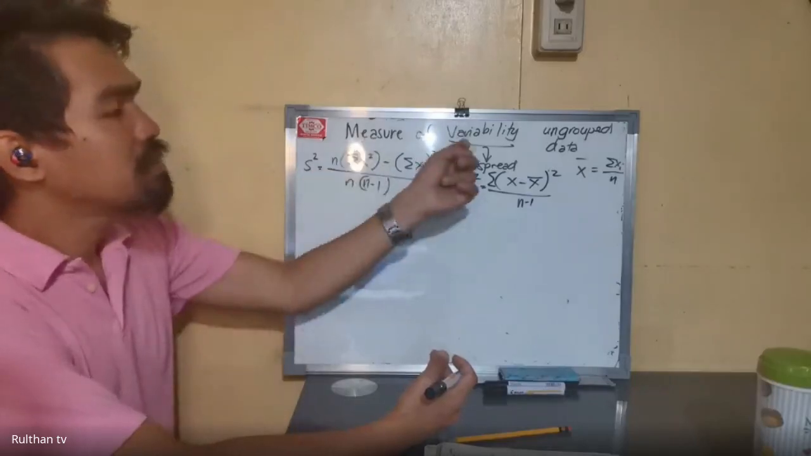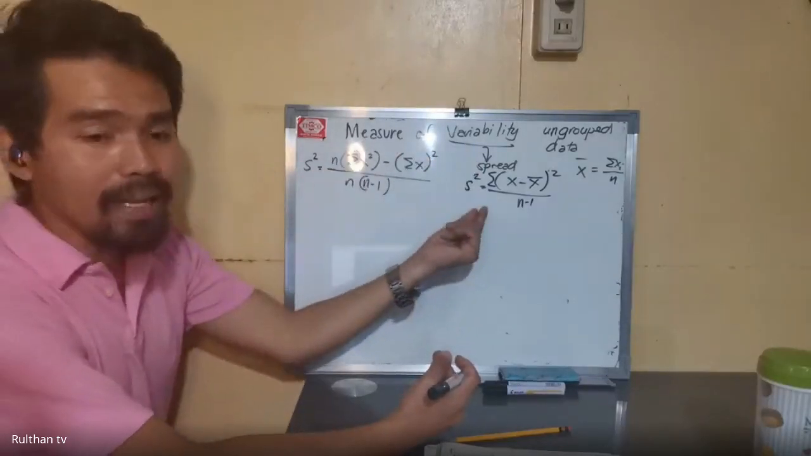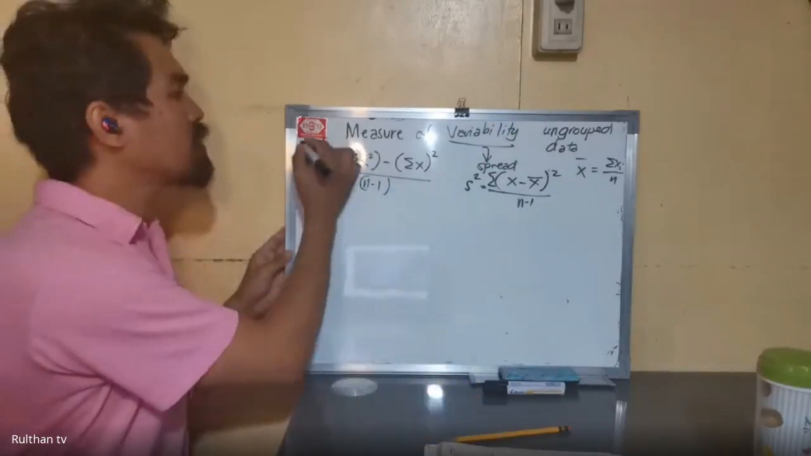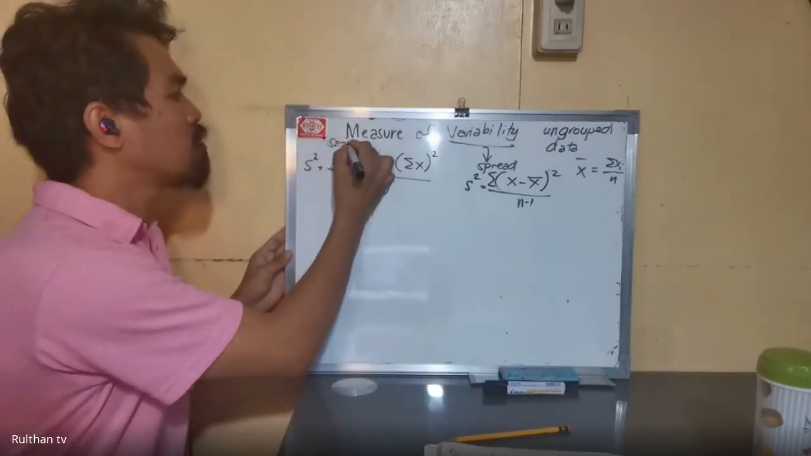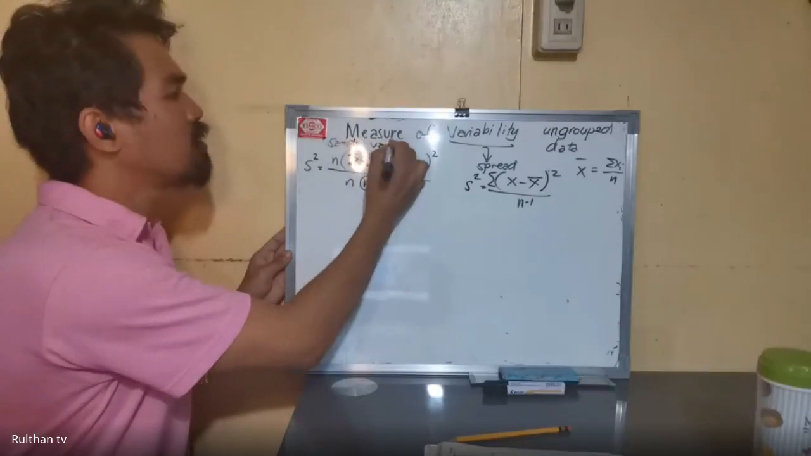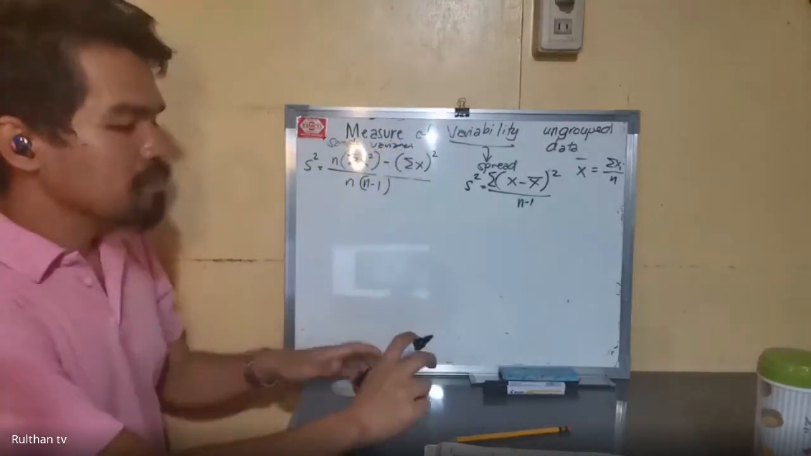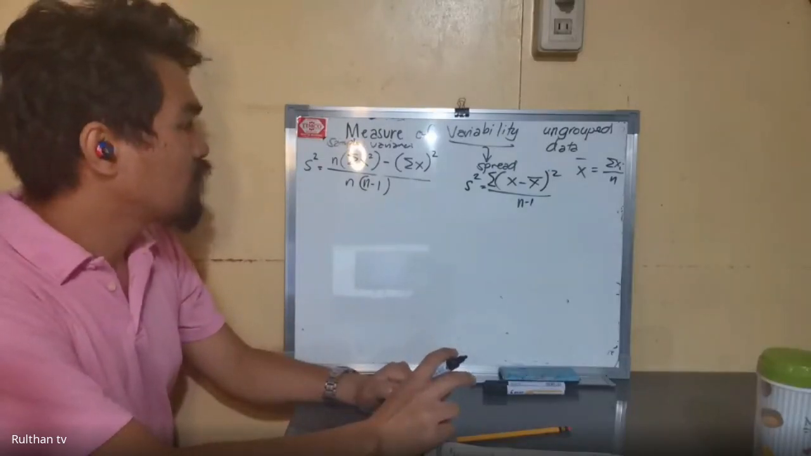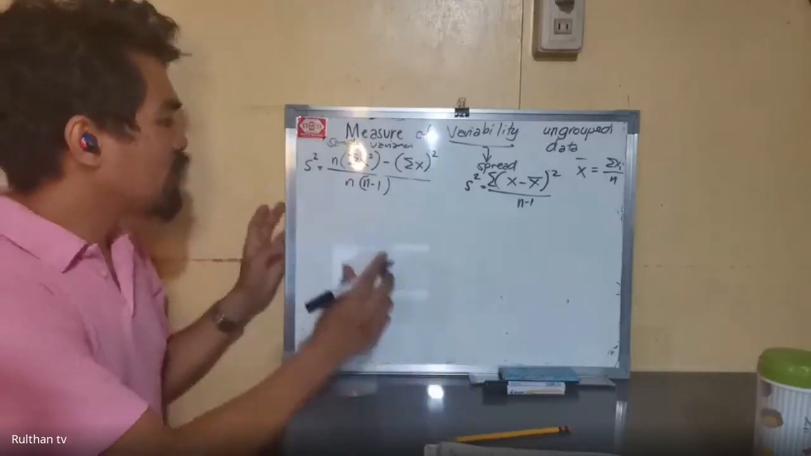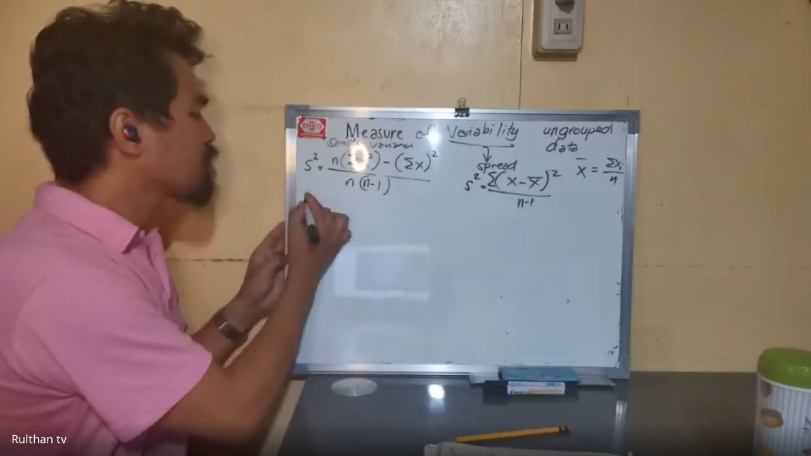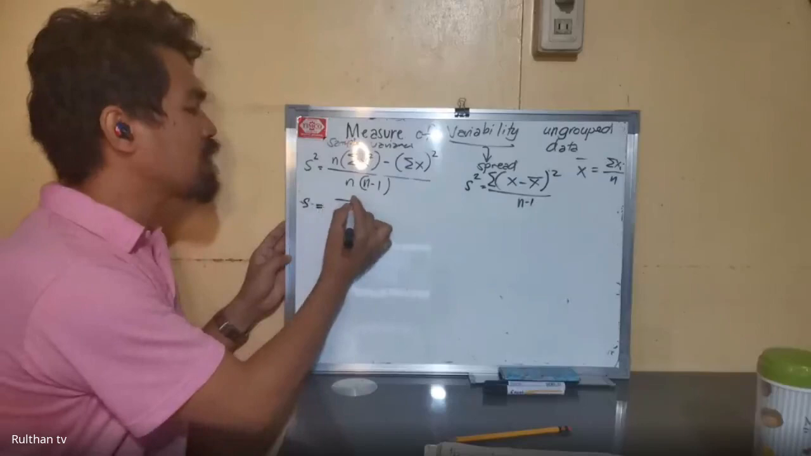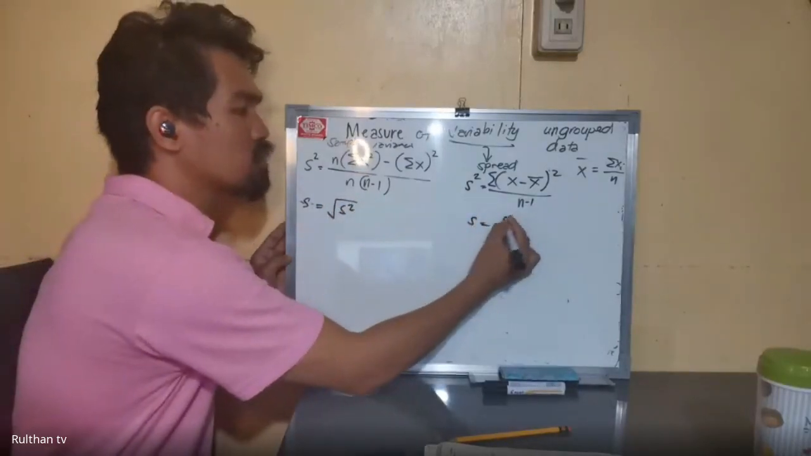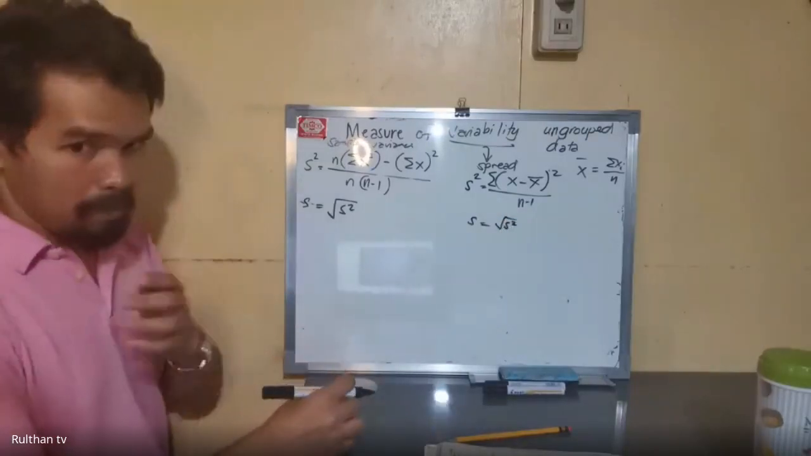Again, this is variance for ungrouped data. Variance for sample. This is the sample variance. Now, of course, whenever we get the S, the standard deviation, that is simply the square root of our variance. The same also here: S equals the square root of variance.